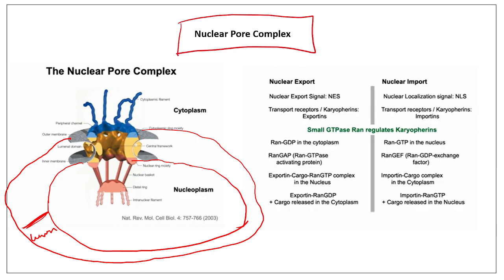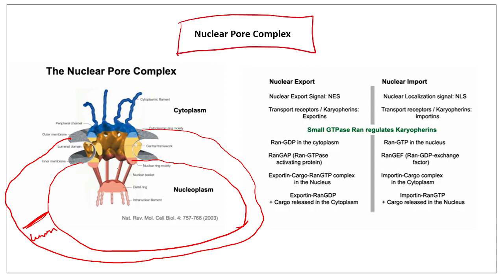So you can see that this pore has many different kinds of things. It has a central framework, it has a channel in between, it has some filaments. Filaments which are inside the nucleus are known as intranuclear filaments, and filaments which are at the cytoplasmic level are known as cytoplasmic filaments.